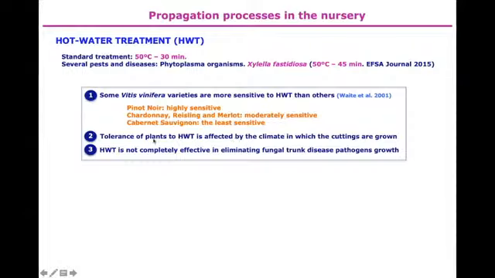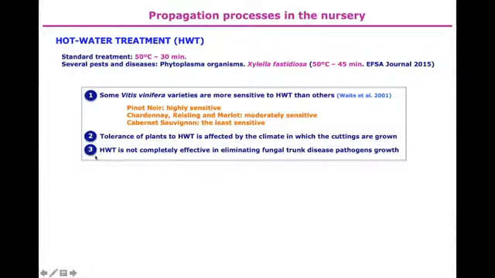The tolerance of plants to hot water treatment is affected by the climate in which the cuttings are grown. For example, in cooler climate grapevine regions such as New Zealand, it has been shown that hot water treatment at 50 degrees for 45 minutes causes mortality of cuttings. On the other hand, studies conducted in Spain have shown that 53 degrees for 30 minutes significantly improved efficacy against trunk disease pathogens without detrimental effects to cuttings.